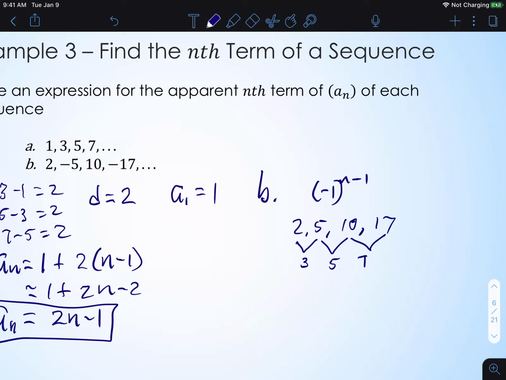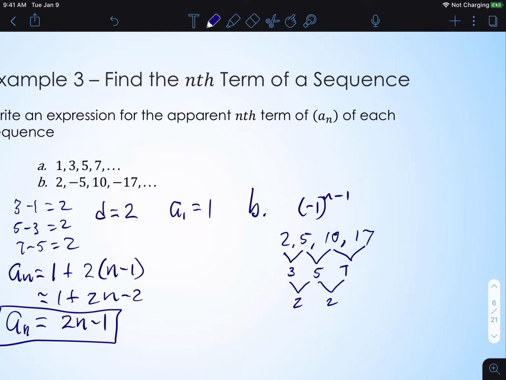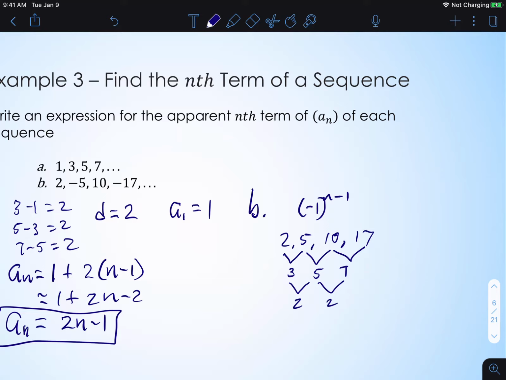Well, hold on a second. If I look at differences again and go for second differences, I see 2 and I see 2. That makes this quadratic. I don't know if you knew that, but that makes this quadratic, and I think I see it, that it's just simply going to be that 2 is 1 squared plus 1, 2 squared is 4 plus 1 is 5, 3 squared, etc., etc.